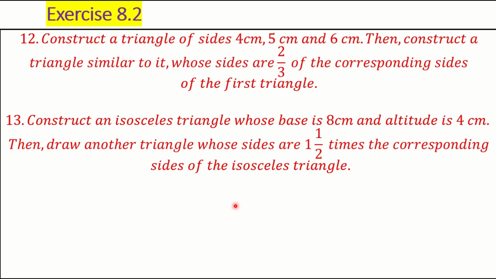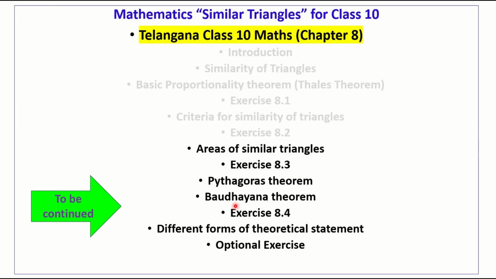So let's close this video now, but not the chapter. We will continue in the next video. What we cover in the next video is areas of similar triangles and how they behave. Are the ratios the same as for sides? Then some exercises, and then the Pythagoras theorem and the Baudhayana theorem. We'll see what is the difference there.